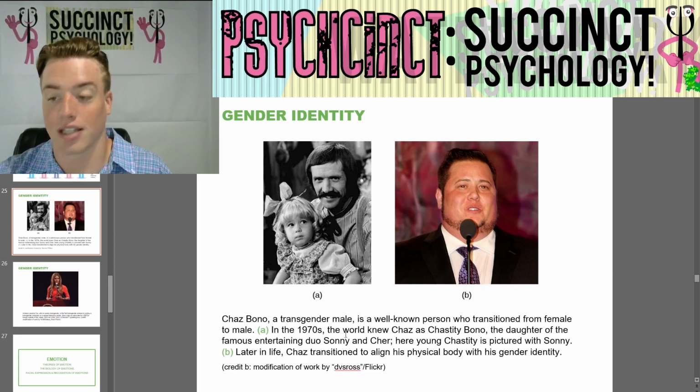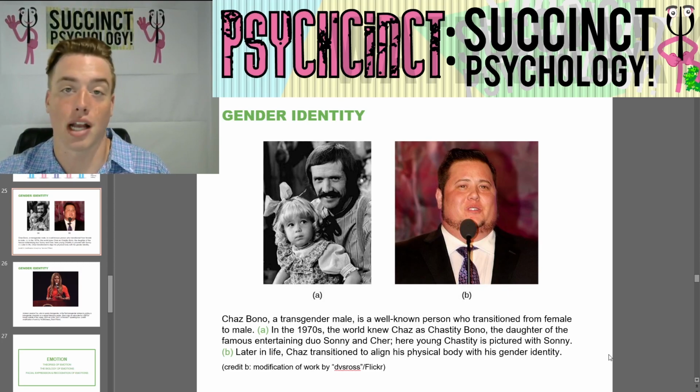Here, figure A, in the 1970s, the world knew Chaz as Chastity Bono, the daughter of the most famous entertaining duo, Sonny and Cher. Here, young Chastity is pictured with Sonny. And image B, later in life, Chaz transitioned to align his physical body with his gender identity.